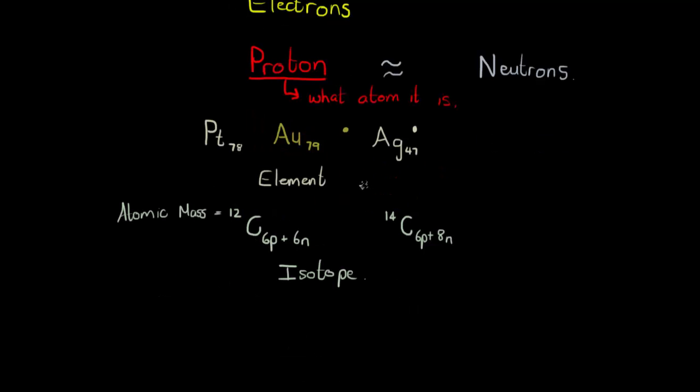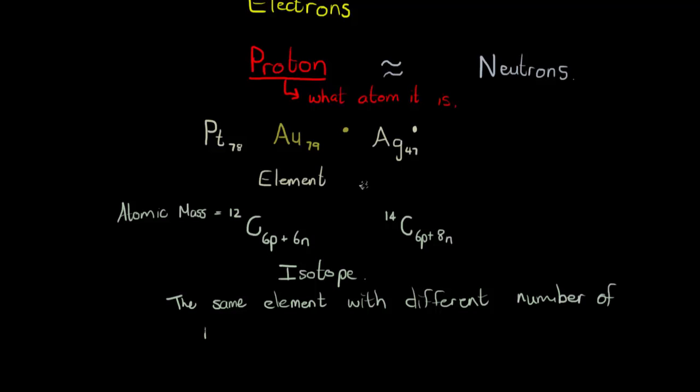So an isotope is the same element with a different number of neutrons. Okay, that's simple enough. So we get carbon-12 isotopes and carbon-14 isotopes.